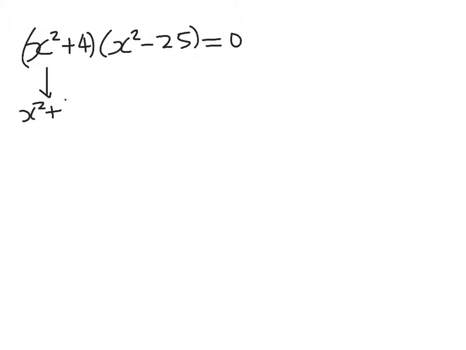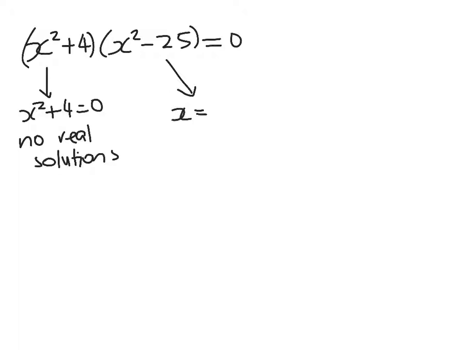So we've got x squared plus 4. I'll just write that line out again, because it's pretty important. We're getting quite close to the solution now. So x squared plus 4 equals 0 has no real solutions. So we can ditch that because we need our x to be real. Here we get two solutions. X is equal to 5 or x is equal to negative 5.